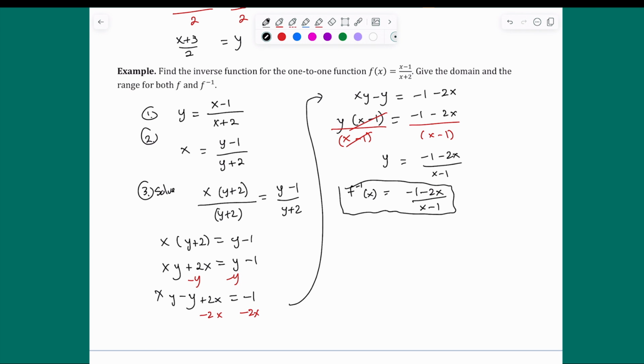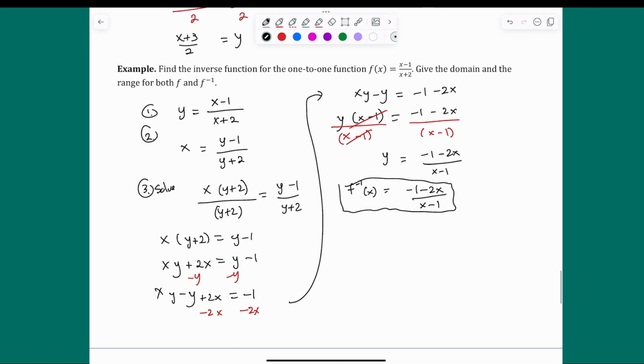Okay, now we were asked to find the domain and range. So first we know we need to find the domain of f, and we need to find the range of f.